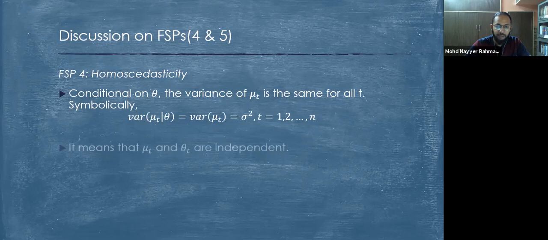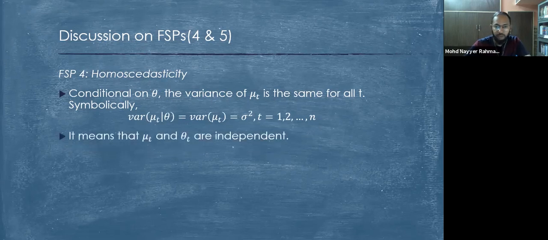Technically, the variance of ut with respect to theta is equal to the variance of ut without any condition, etc.